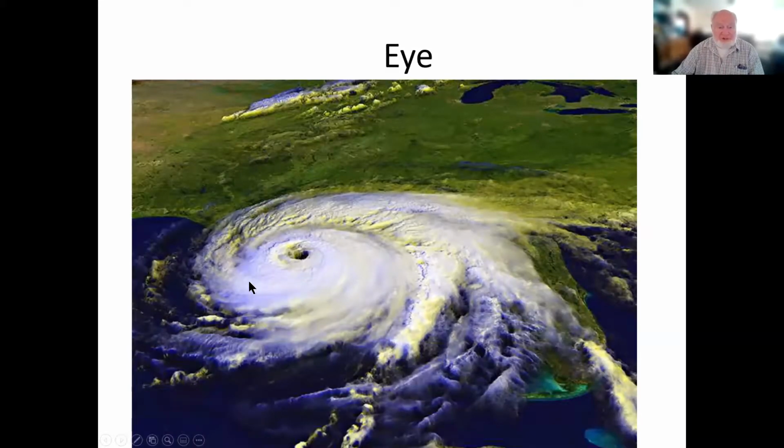Here's another great picture of a hurricane. You can see this air here just wants to get in really bad. I want to join this party. I want in. So they spiral in, spiral in. This is a good picture of the famous eye of the hurricane.